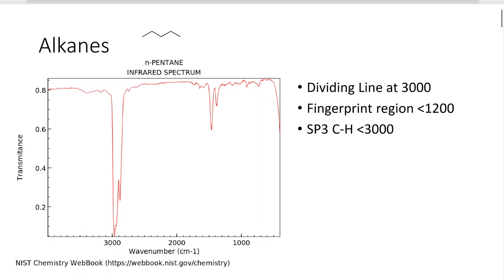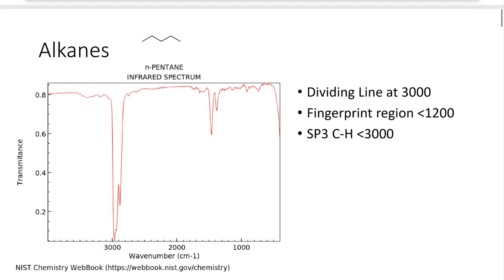So the simplest of our organic molecules is our alkanes. And we can observe the alkane functional group in IR. So you'll see here a simple IR spectrum, and again, our units are wave numbers, and so we see that the spectrum goes from 0 wave numbers to around 4,000 wave numbers.